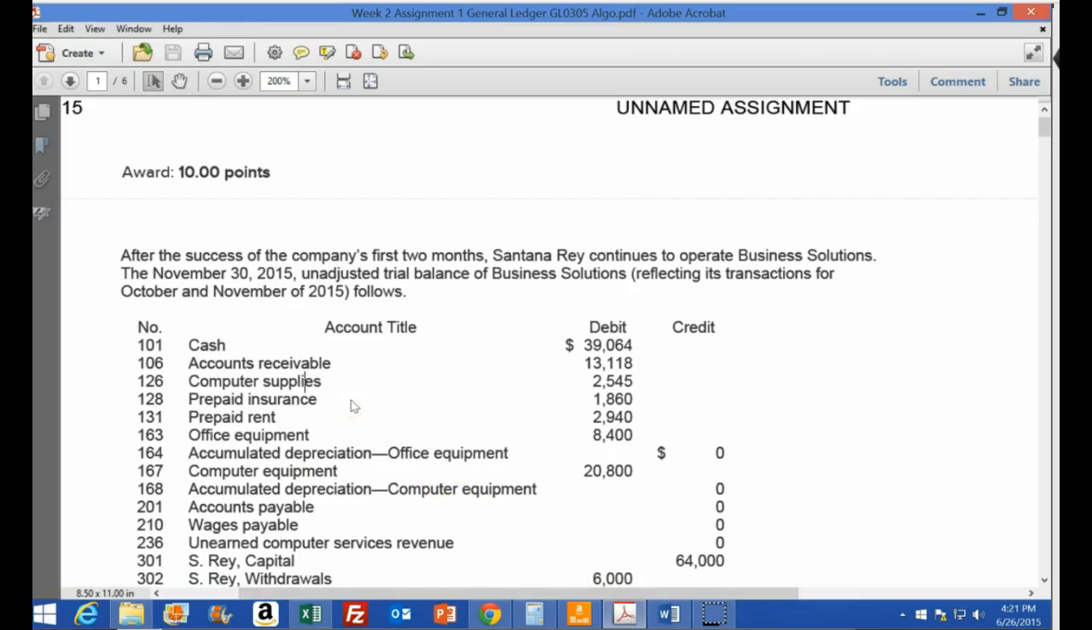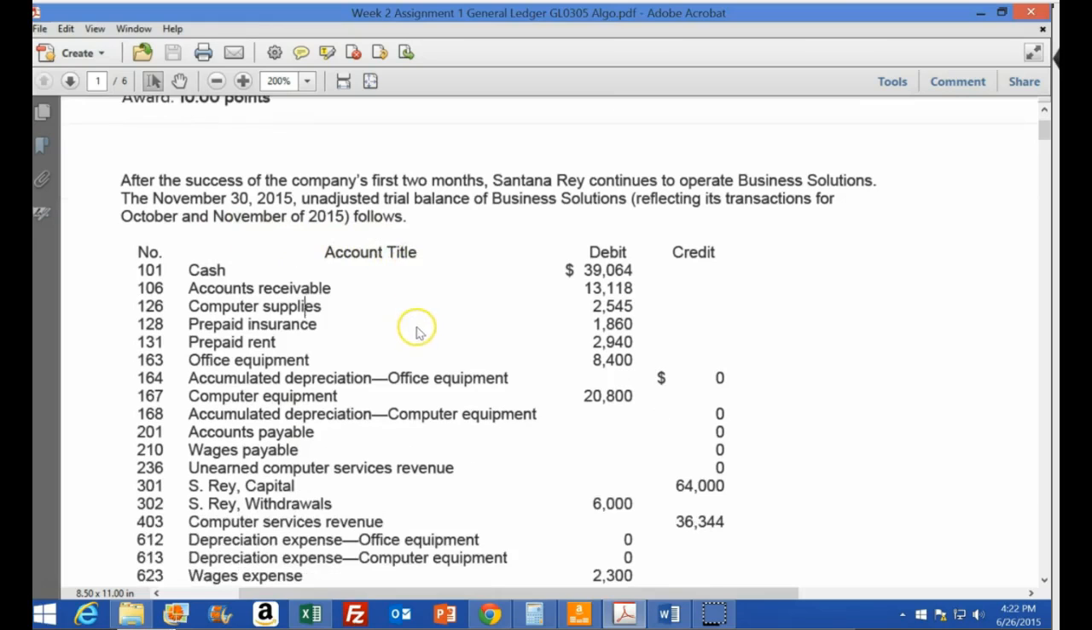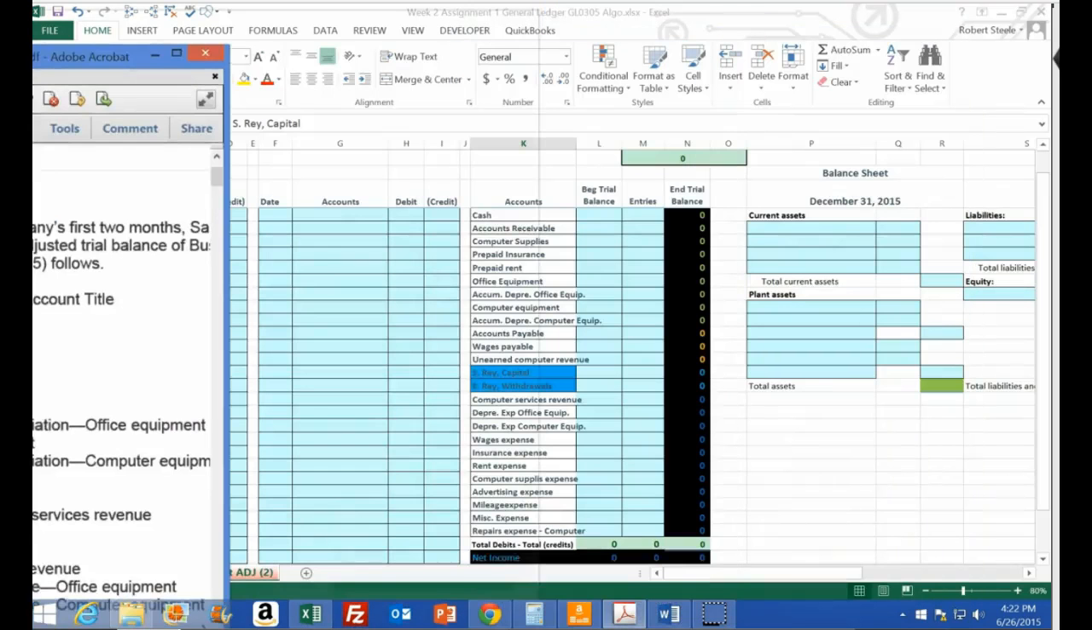After the success of the company's first 2 months, Sandy Ray continues to operate Business Solutions. The November 30th, 2015 unadjusted trial balance of Business Solutions reflects its transactions for October and November of 2015 as follows. So the first thing we're going to do is some good old data input. We're going to put the trial balance into our worksheet over here. So I'm going to grab this, I'm going to put it on this side.